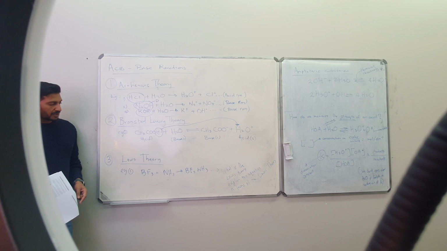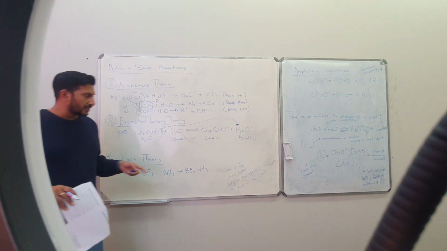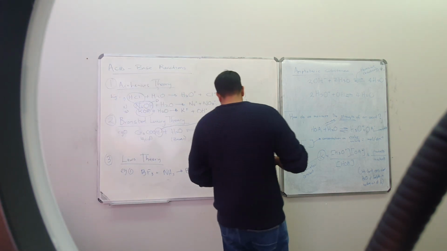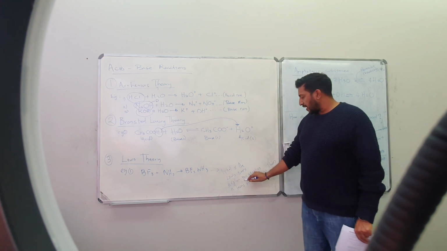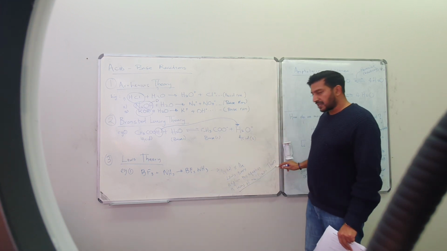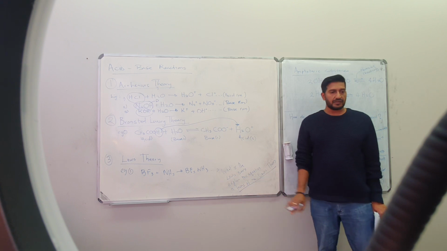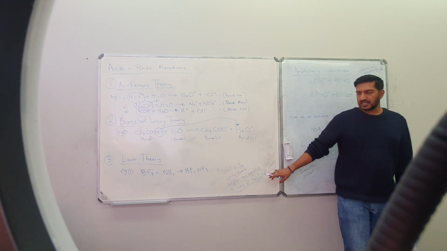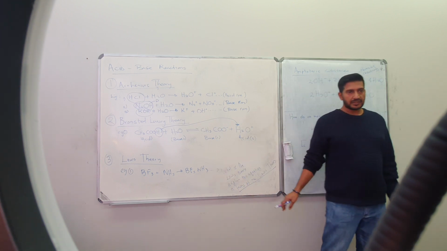Now let's look at this here. We've got BF3 plus NH3, which will yield BF3NH3. Now for homework, I want you to say what the Lewis theory is, and explain this equation in terms of the Lewis theory. Tell me which one is donating, what's happening there and why. Although it's a combination reaction. You know what a combination reaction is?